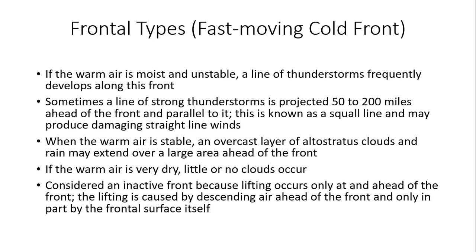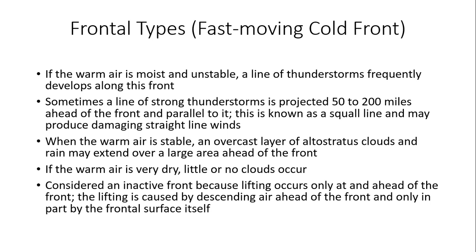If the warm air mass ahead of this front is unstable, you get this line of thunderstorms that frequently develops along the front, and sometimes you get a line of very strong to severe thunderstorms that's 50 to 200 miles ahead of the front and parallel to it. This is known as a squall line and may produce damaging straight line winds. You might think that a tornado went through an area when it's just these downdraft winds, these downbursts of winds, so strong that it literally produces damage.